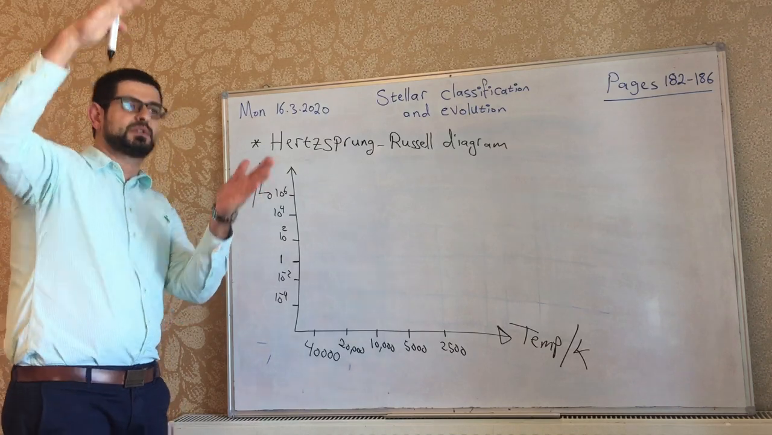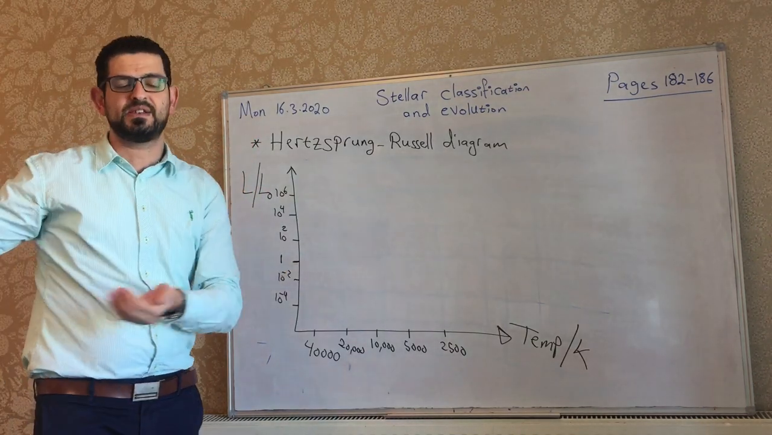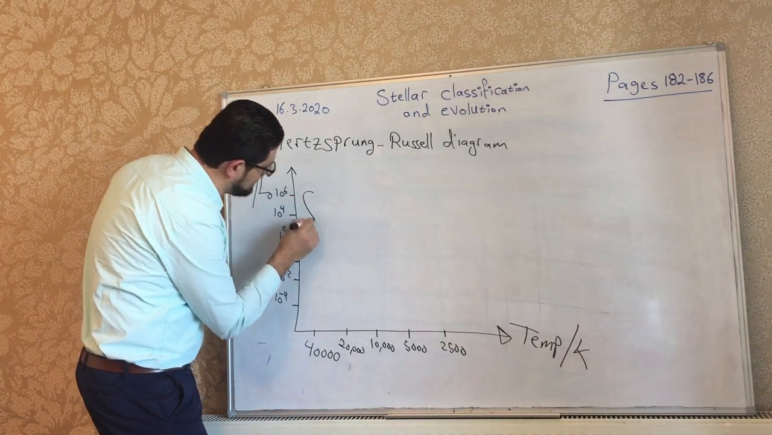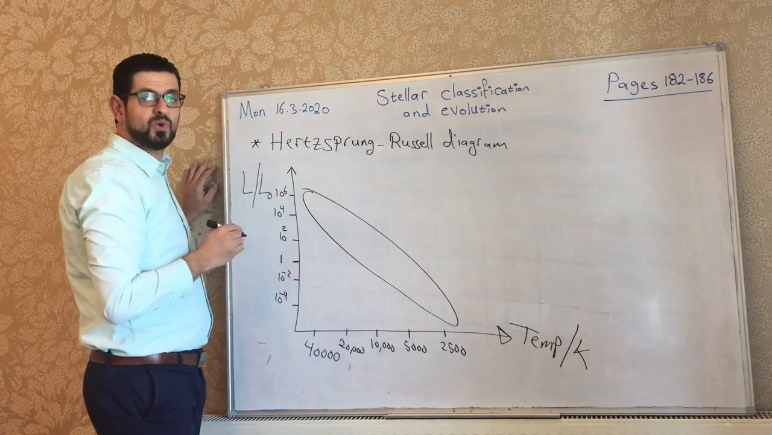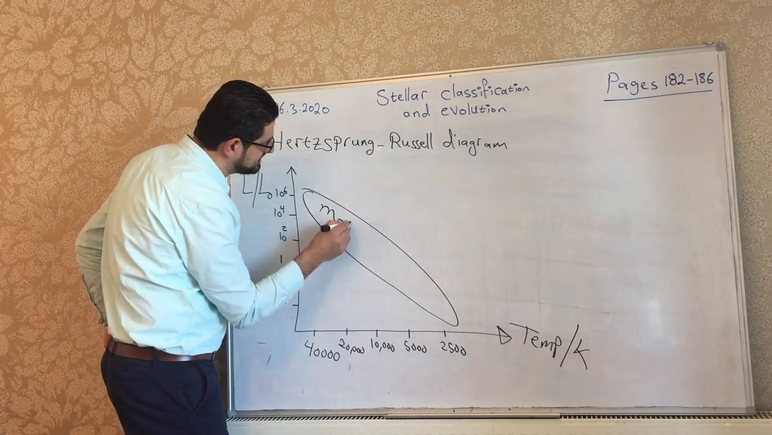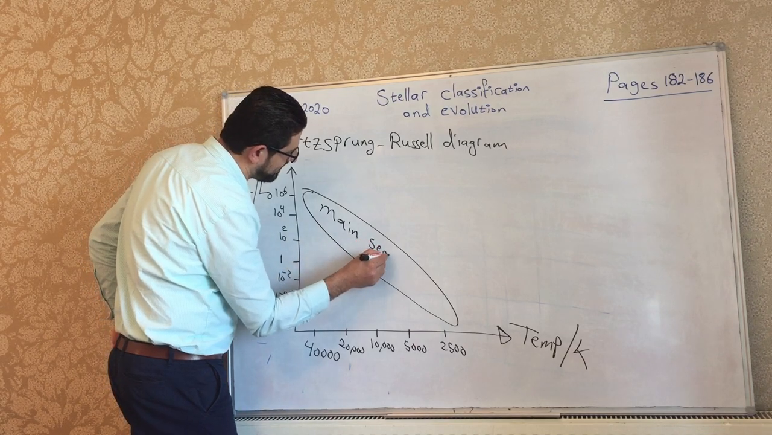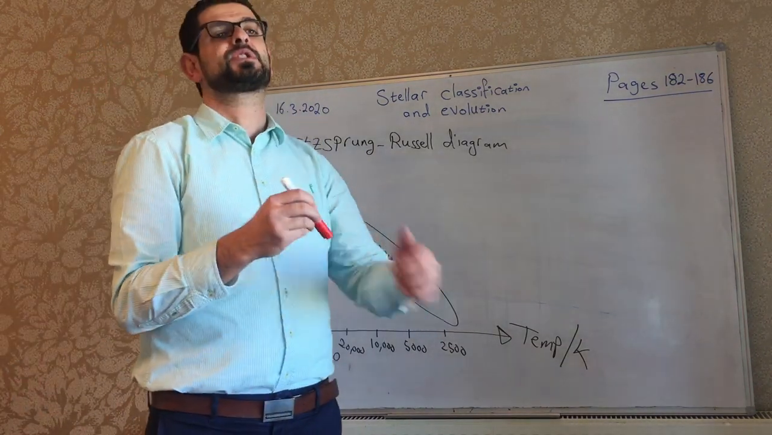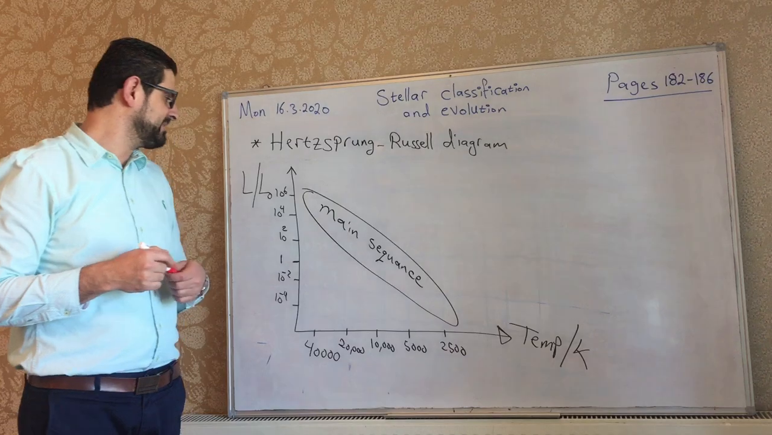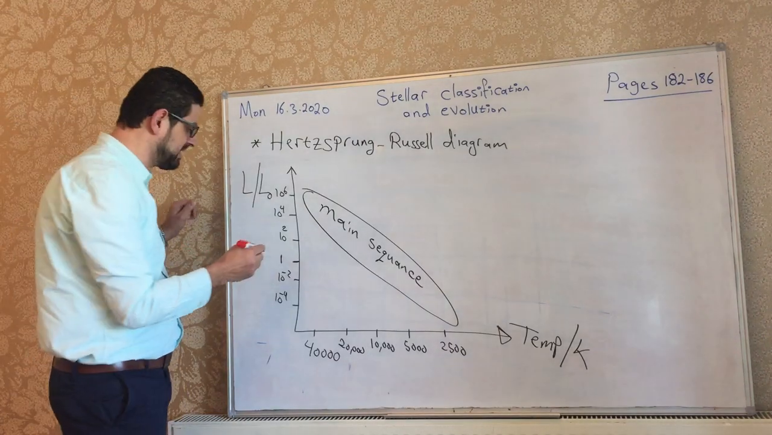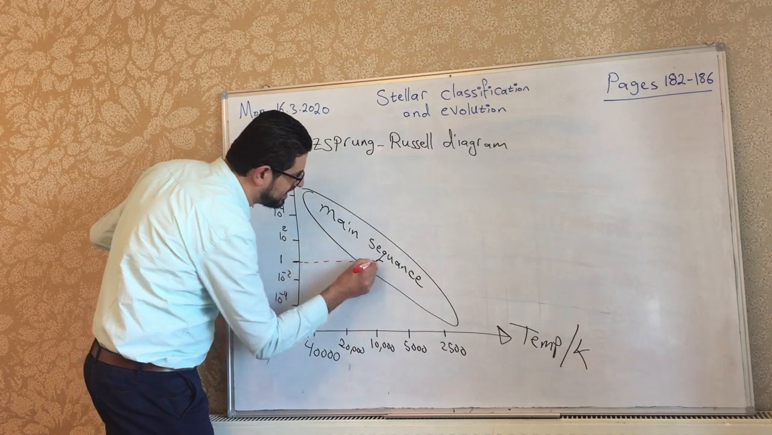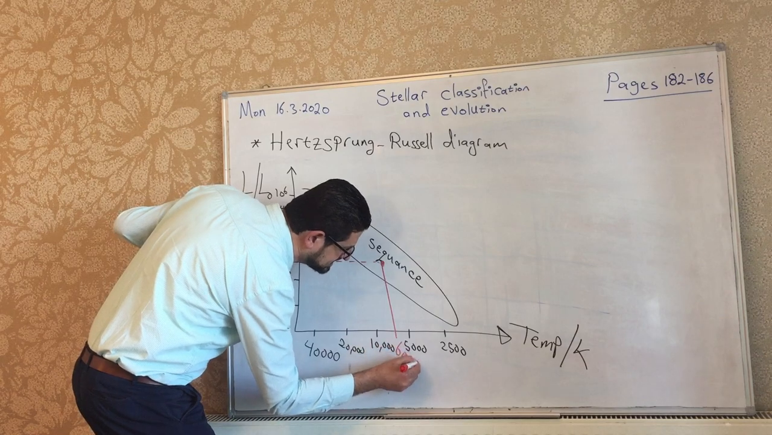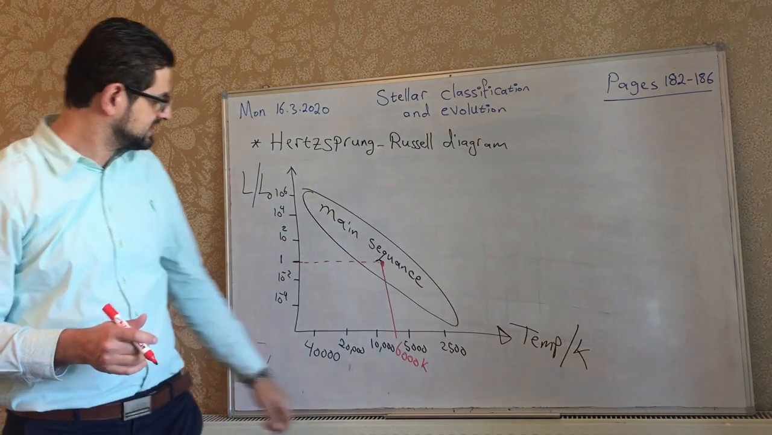Now, all of these stars, from O to M, he discovered that they lie within this region, which he called the main sequence. So, if you know the temperature of a star, you can tell its luminosity with respect to the sun. For example, when the ratio is 1, if you go there, you will find here is the sun and the temperature is around 6,000 Kelvin. Not exact, but accepted.